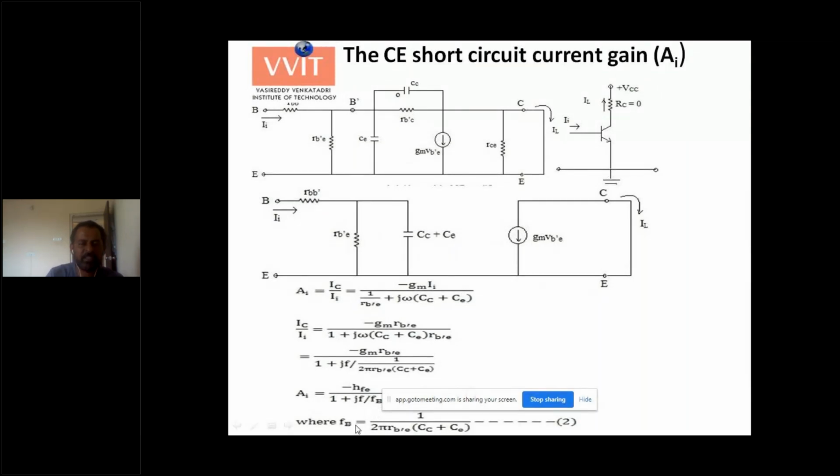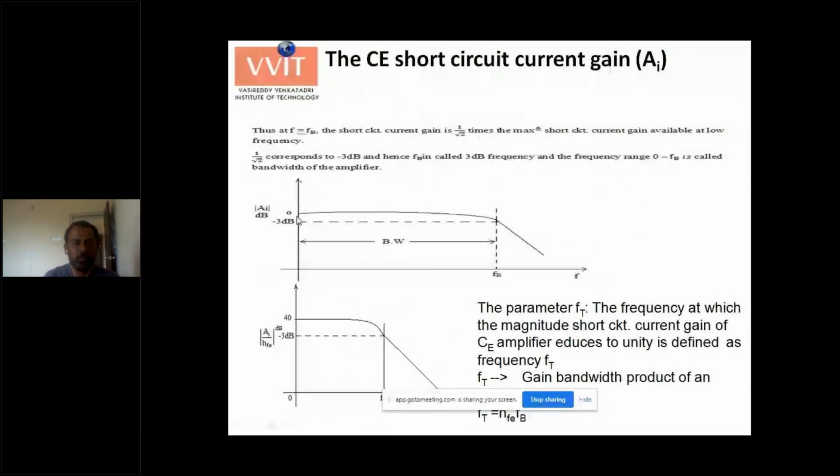Basically, from the previous expression, you can write F beta as 1 by 2 pi RB prime E times (C pi plus C mu). This F beta is considered as the bandwidth of the transistor in CE mode with load terminals short circuited. So this is how we get the frequency response when the operating frequency changes.